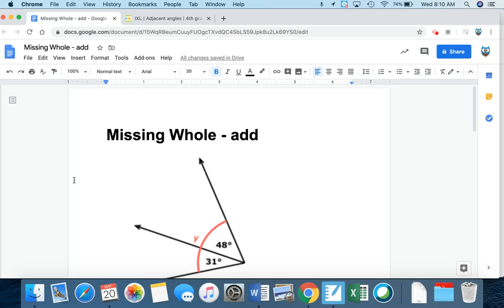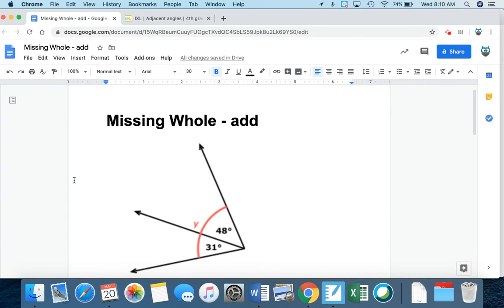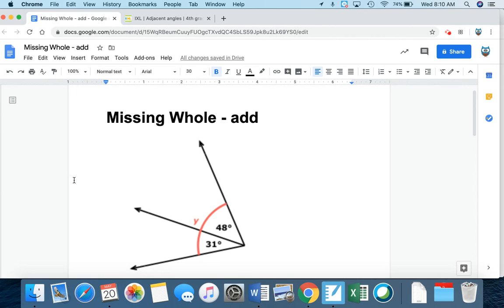In Wednesday's math assignment, you're going to be continuing to add and subtract angles as you did in Practice Buddy on Tuesday. So I wanted to quickly go over when you know to add and when you know to subtract your angles. The first example here, I call it a missing whole example because you're missing the larger angle here, which is the red angle or y.